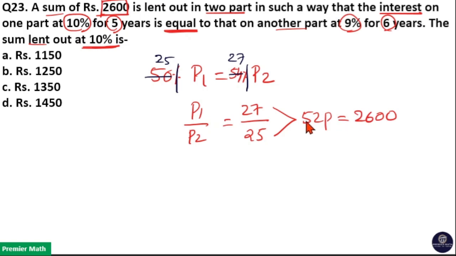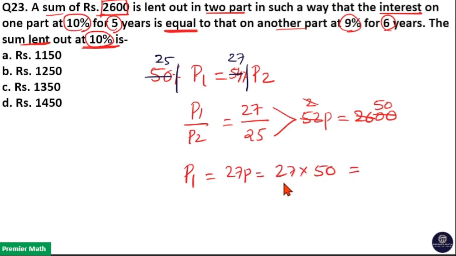Now 26 goes 2 times in 52, 2 goes 50 times in 100. That is, 1 part is equal to 50. Here we need to find out the sum lent out at 10%, which is equal to P1. So P1 is equal to 27 parts, which is equal to 27 into 50. 25 into 5 is equal to 125. 27 into 5 is equal to 135. So 1350. Option C is your answer.